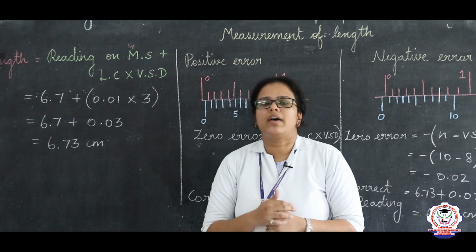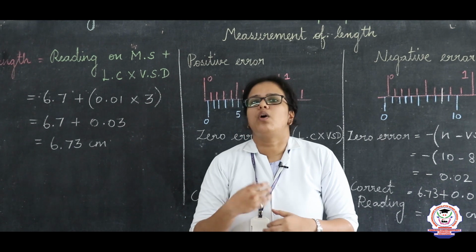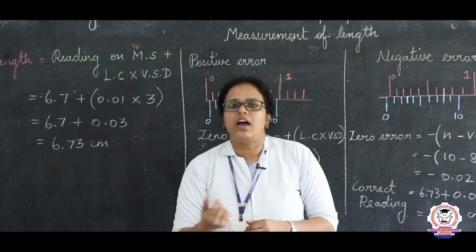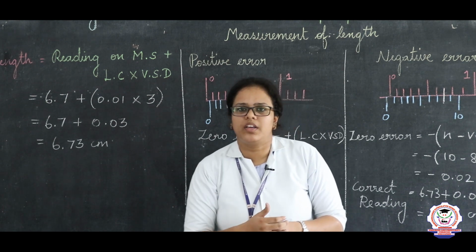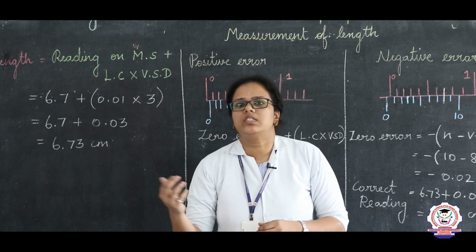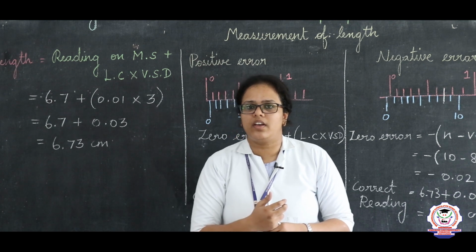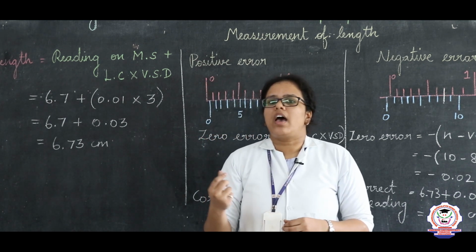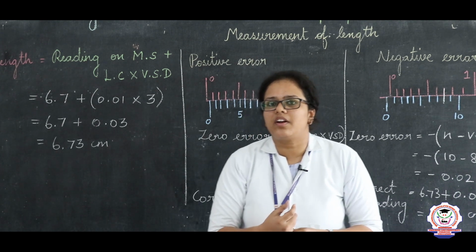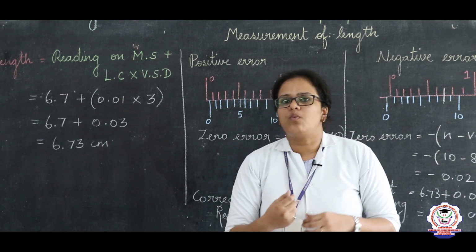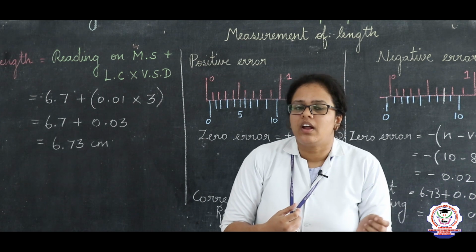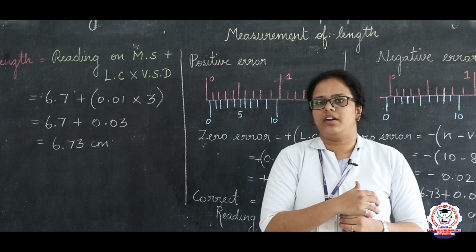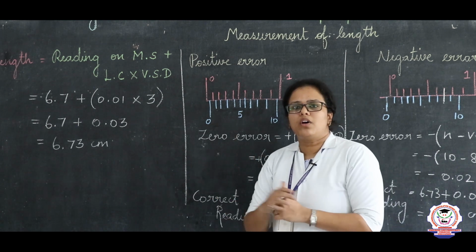So far we have seen what the vernier is, what the essential parts of a vernier are, what the principle behind this vernier caliper is, how to use a vernier caliper to measure the length of an object, and what the errors present in a vernier are. What are the errors we have seen? We have seen positive error and negative error. In case a vernier has positive error, we have to subtract this error in order to get the true measurement. And what if the vernier has negative error? We have to add this value in order to get the true measurement. So this is the concept of vernier.